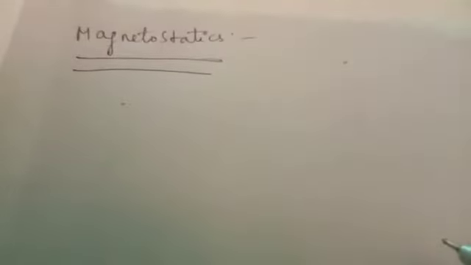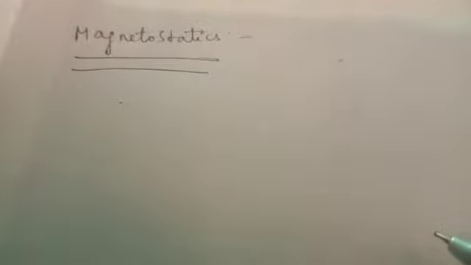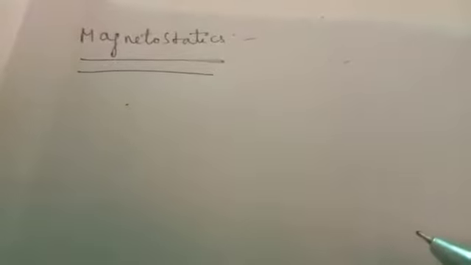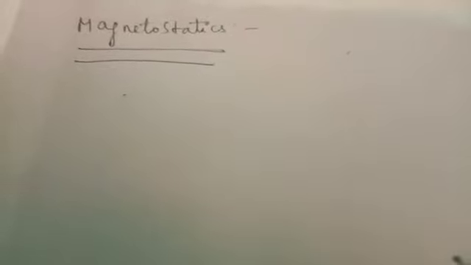Before we start the class, let's have a brief discussion about the last two classes, what we have learned about the magnetic field, so that we can continue with our next topics. We have studied magnetostatics, the Biot law, and the magnetic field intensity for an infinitely long current carrying conductor. So let's have a brief discussion about it.